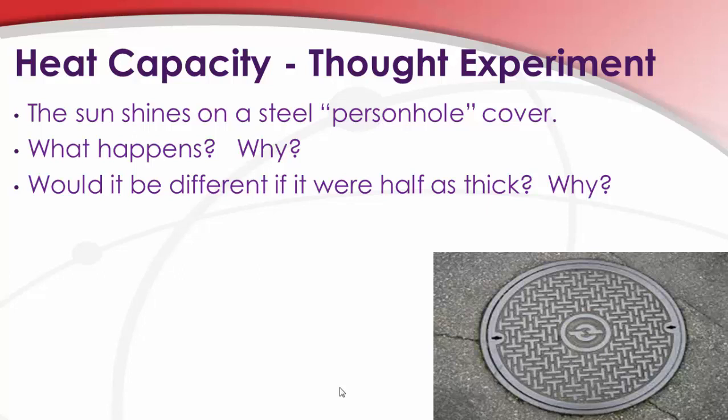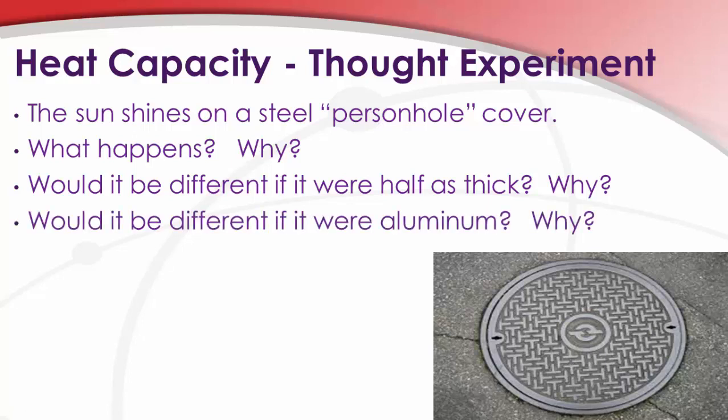What would be the difference if it were half as thick? So instead of, let's say, 2 centimeters thick, it were 1 centimeter thick. What would be the difference? Think about that and think about why that is. Now, the second part of this problem is, what if it were aluminum? And what if aluminum absorbed the same amount of energy per second of sunlight? Would it heat up faster, slower? And why?